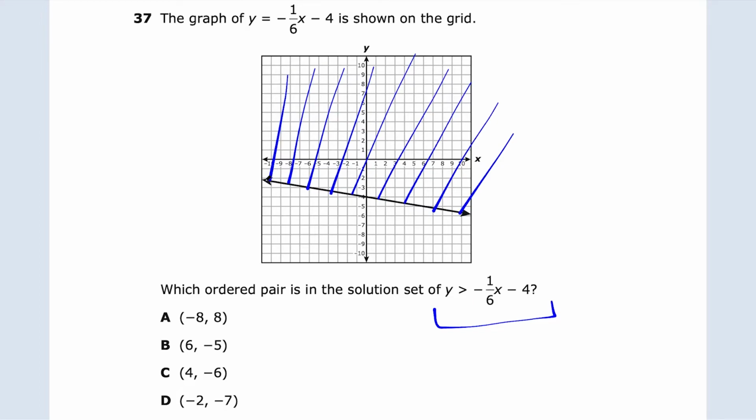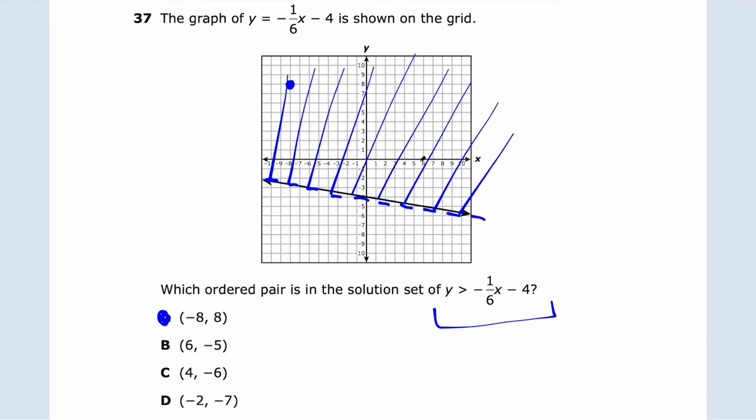So that would tell us to take this line and turn it into a dotted line like this, because that means that any point that they give us that's on the line cannot be considered to be a solution of this inequality. So let's take a look at, let's say, -8, 8. Right away, I could see that this answer is good because it's in the shaded region. So I'm going to say A is our answer, but I'm also going to check that the other answers are no good.